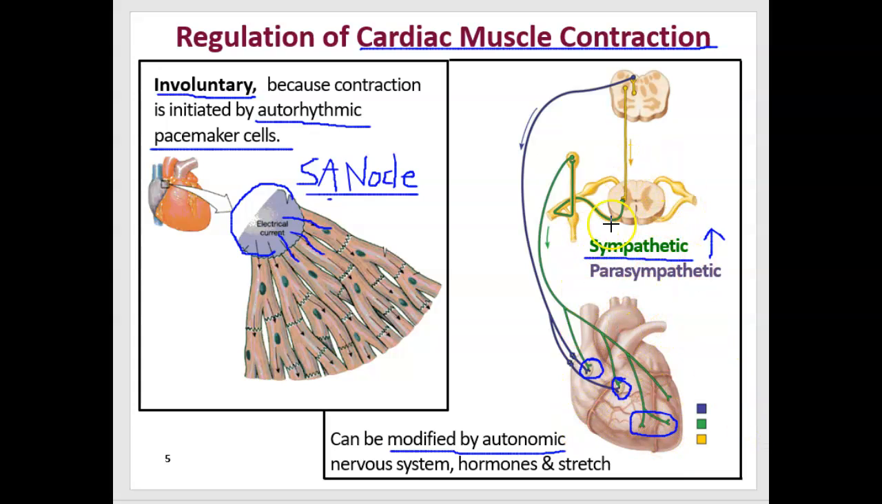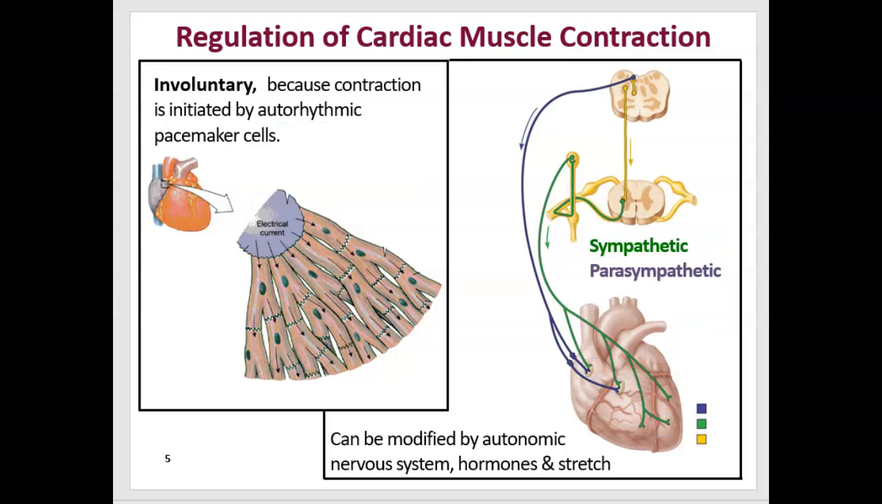The parasympathetic nervous system, in contrast, decreases the heart rate. And you can see by the picture that the purple neuron, which is the parasympathetic neuron, only controls rate. It won't change the force of the contraction, just how often contraction occurs.